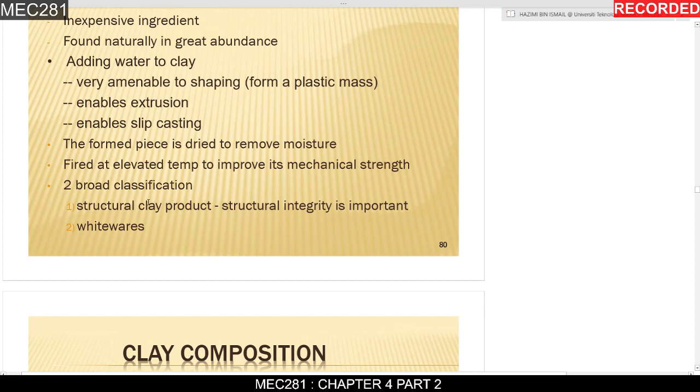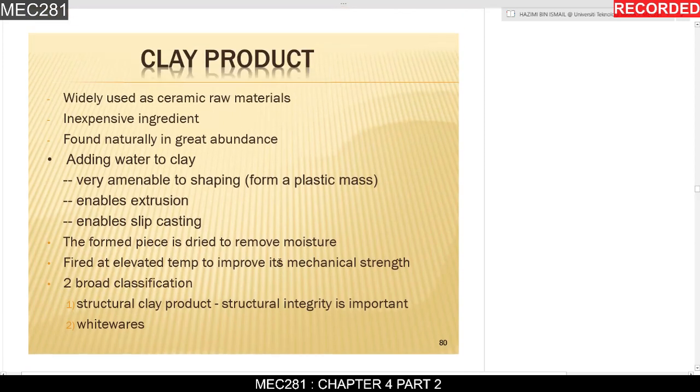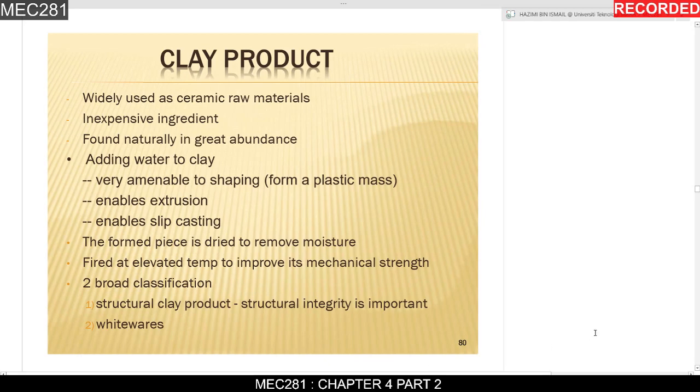Two broad classifications: structural clay products, where structural integrity is important, and whitewares. Sebab tu kalau awak tengok, small and medium entrepreneurs also can fabricate and manufacture their own bricks, clay bricks, batu bata, yang buat dekat rumah tu, awak boleh buat sendiri. Tapi nak dapatkan tanah liat dengan banyak, dengan yang elok, yang tu lah jadi salah satu proses bisnes awak. Okay, so kalau nak buat rumah sendiri, teorinya boleh lah kita hasilkan batu bata sendiri.